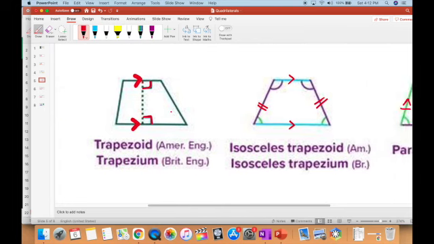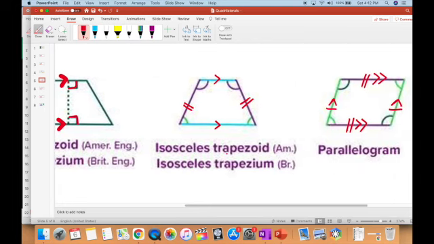Then we have an isosceles trapezium. Now the isosceles trapezium, you have the parallel sides here, this side here and this side here parallel. But the isosceles trapezium is where these two non-parallel sides, well, they're equal in length. They're equal in length.